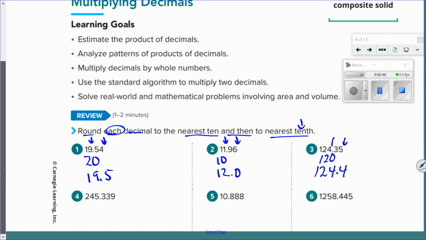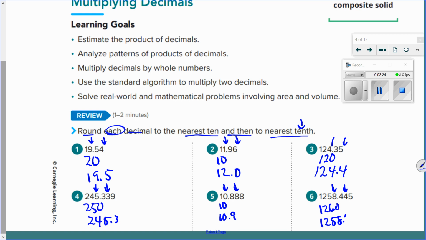Number 4. The ones is a 5, meaning that it's going to go up. So that's 250. The hundredths is a 3, meaning that's going to become 245 and stays at 3/10. 10, the ones is a 0, meaning it just stays at 10. The hundredths is an 8, meaning it's going to go to 10 and 9/10. The ones is an 8, meaning it's going to become 1,260. The hundredths is a 4, meaning it's going to stay at 1,258 and 4/10.